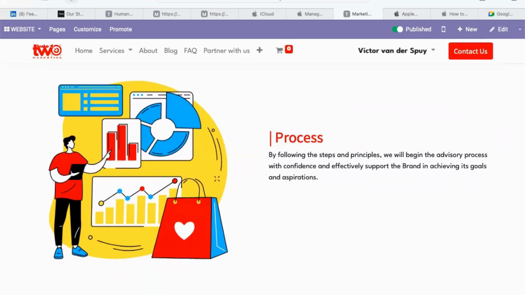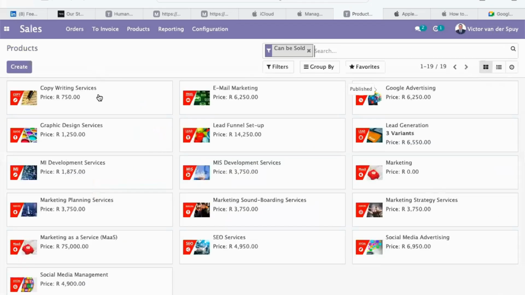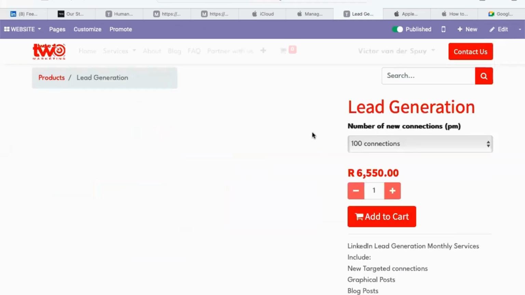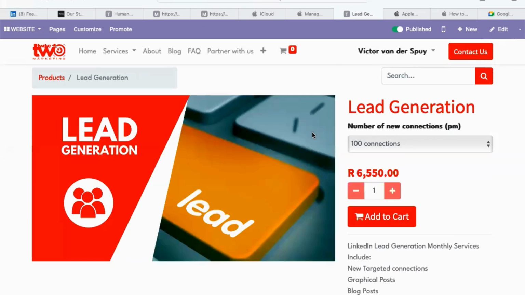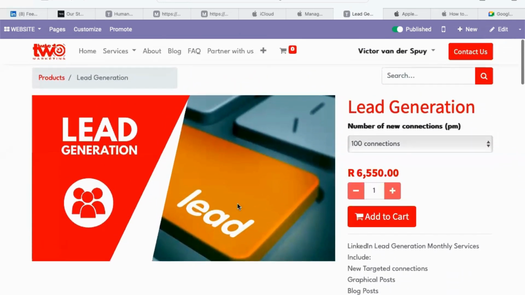Okay, so next one. Let's have a look. Soundboarding, planning, we've done the planning. Lead generation, that's part of our supporting services. Lead generation is something that a lot of people do. It is a very specialized service. We have many ways that we deploy lead generation, and we also have a couple of options around lead generation.